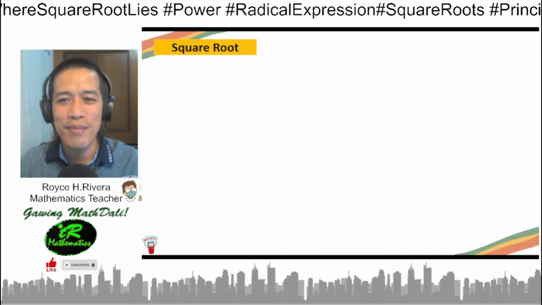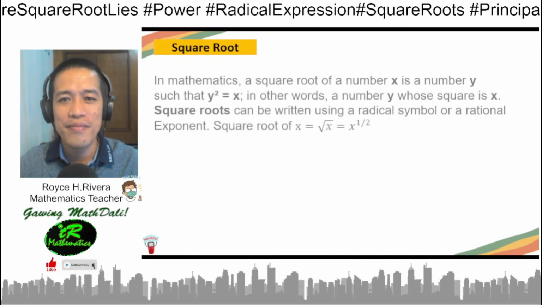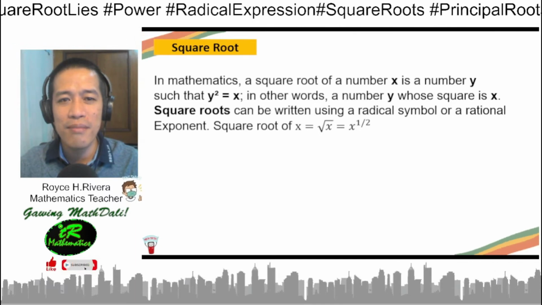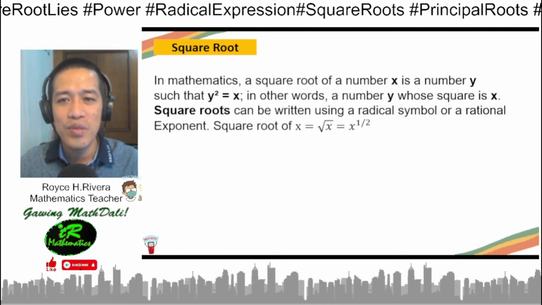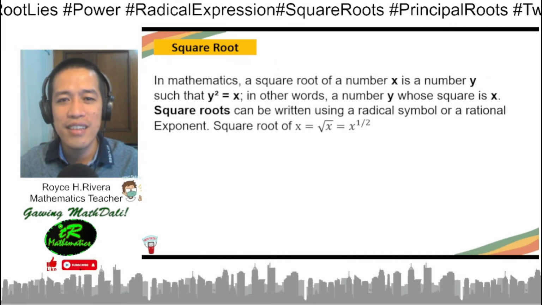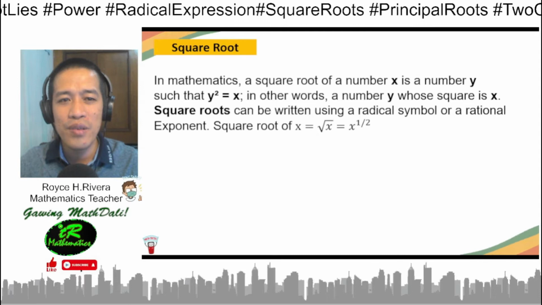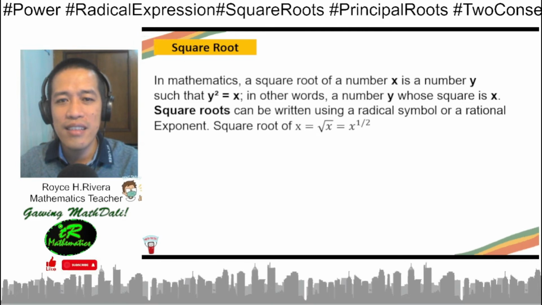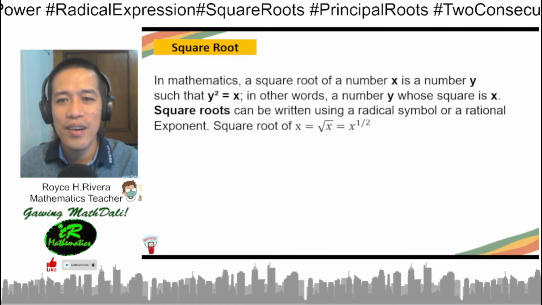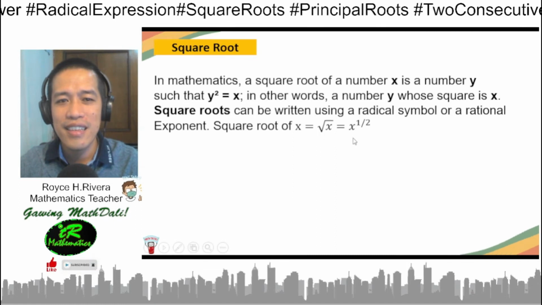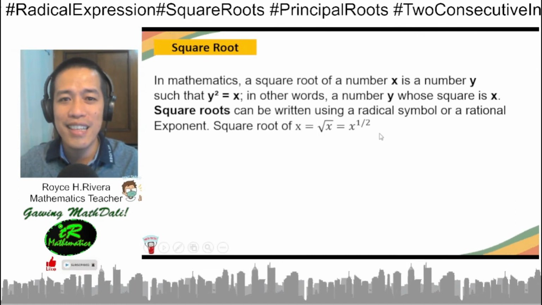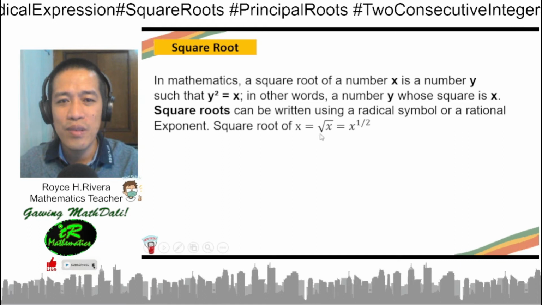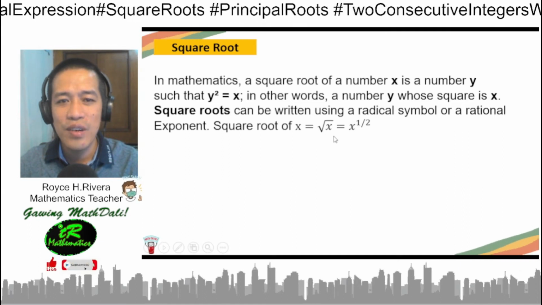Ngayon, pumunta na tayo sa focus natin ngayong araw, the square root. So, in mathematics, a square root of a number x is a number y such that y raised to 2 or y squared is equal to x. In other words, a number y whose square is x. Square roots can be written using a radical symbol or a rational exponent, gaya ng napag-usapan o na-discuss natin kanina. The square root of x is equal to the radical sign x, whose index is 2.